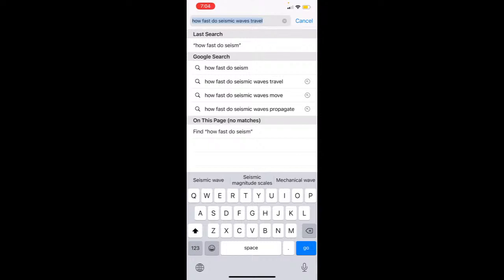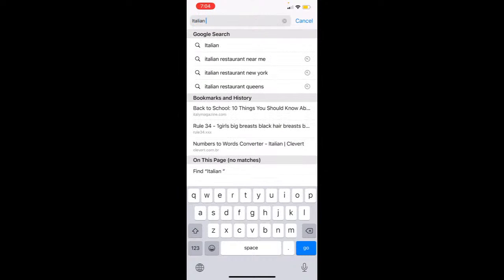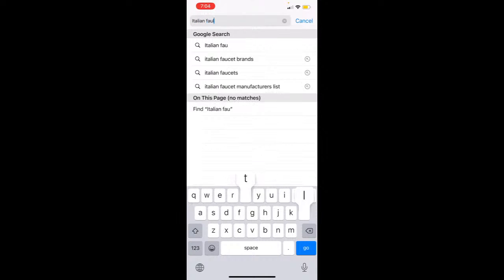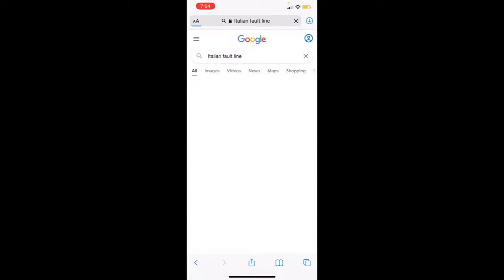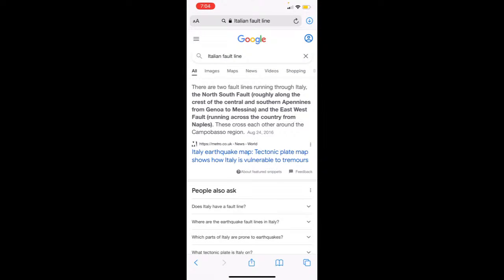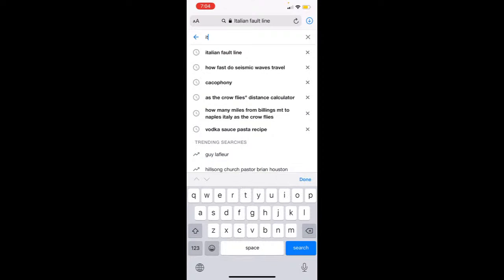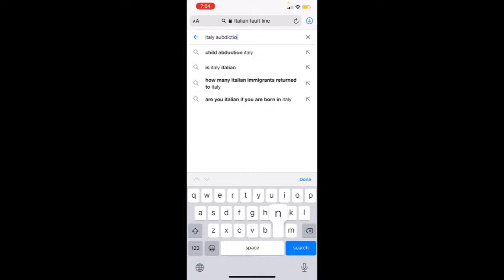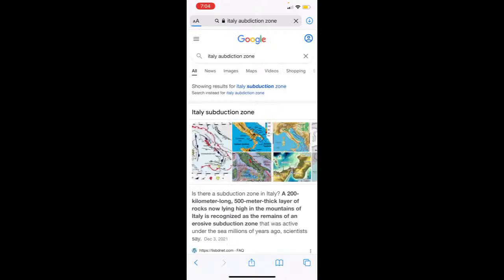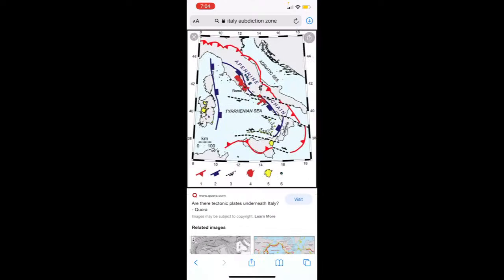I think it's the Italy subduction zone. There it is. I think the Apennine. It's the Adriatic fault. That's what it's called.